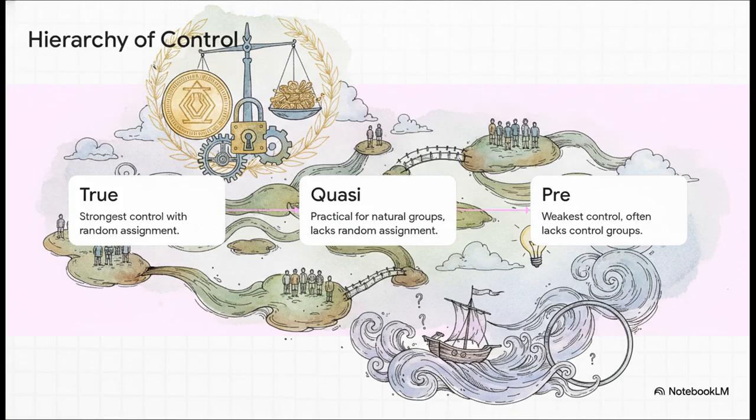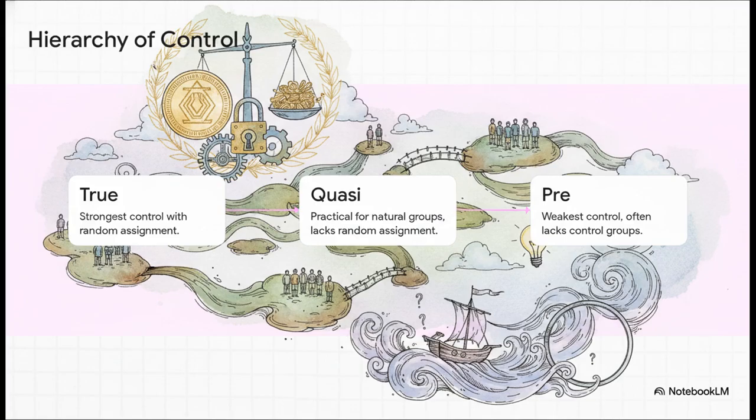At the very top, we have the gold standard, true experimental design. This one has the whole shebang: manipulation, control, and random assignment. It gives you the absolute strongest evidence for causality. Then, right in the middle, is quasi-experimental design. It has manipulation, which is great, but it lacks full random assignment. This actually makes it highly practical for working with real-world groups.